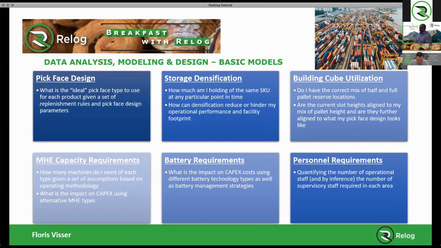Personnel requirements, how much of what type of personnel do I need? How many pickers, how many reach truck drivers, how many supervising staff in each area? Again, informed by volume, pick planning, and design.